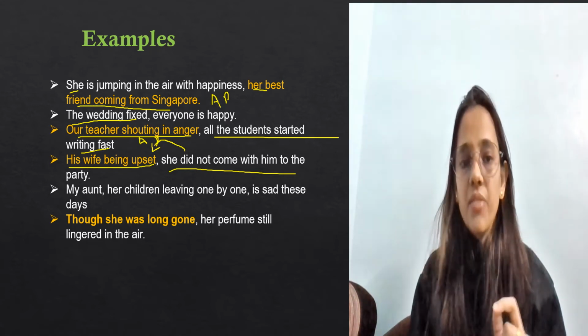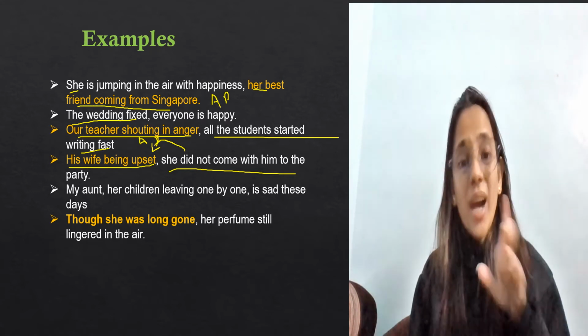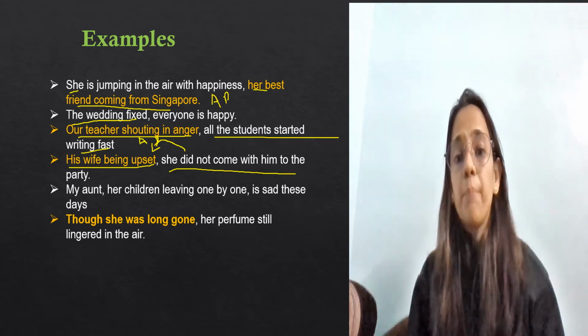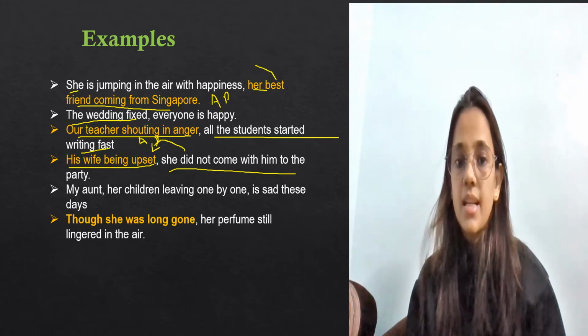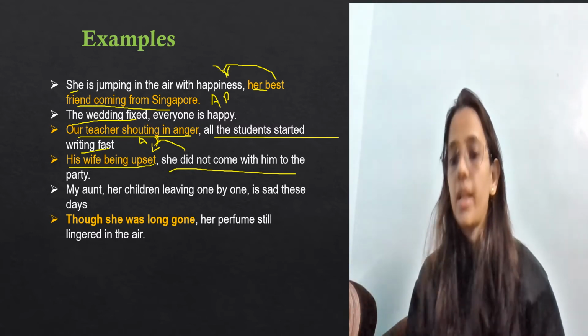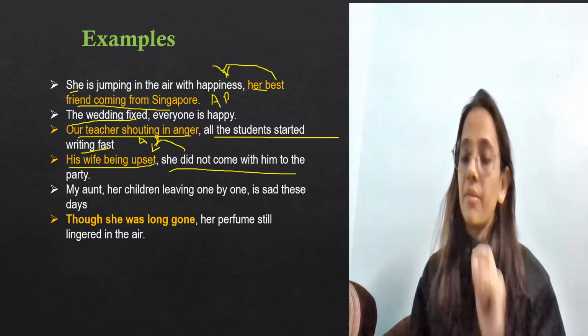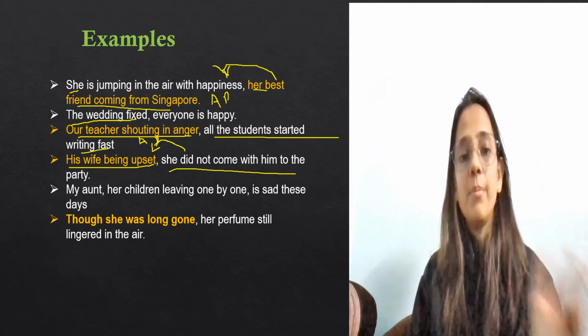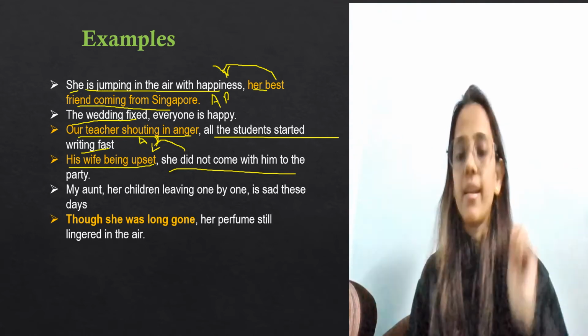Now, her best friend coming from Singapore. Why is she happy and jumping in the air? Because her best friend is coming from Singapore. So it is modifying what? It is modifying the main clause. Her best friend coming from Singapore is modified by saying she's jumping in the air with happiness.